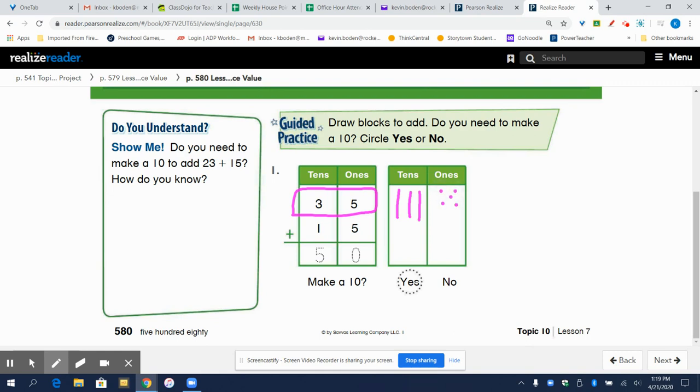And then the number 15 has 1 10 and 5 ones. 1, 2, 3, 4, 5. And just like we did in yesterday's chapter, what we're going to do is determine if we can make a 10. Of course, they already told us we can, but I'm going to double check the book because sometimes books are not right. So let's see.